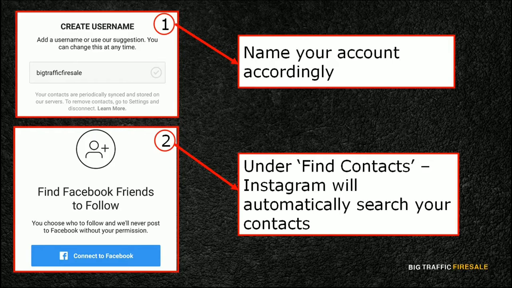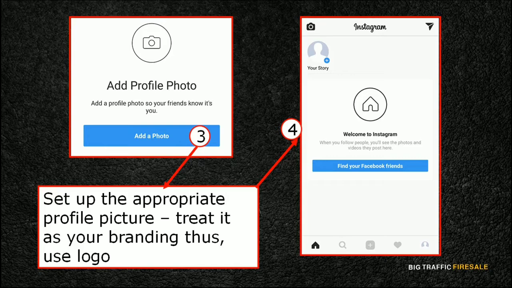Name your account accordingly and follow the sign-up instructions until you are prompted to find contacts. Instagram will automatically search through your contacts to find those who are using Instagram as well. This way, it'll be easier for you to follow them. Set up the appropriate profile picture for your account, and finally, you'll be welcomed to your home page. Remember to treat your profile picture as your branding, so use your logo for it.